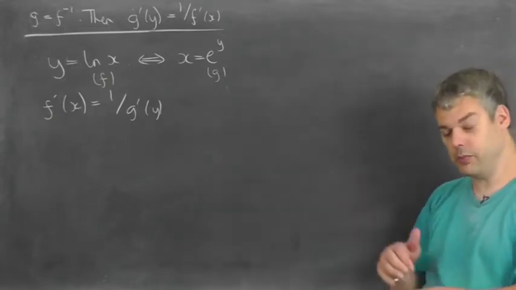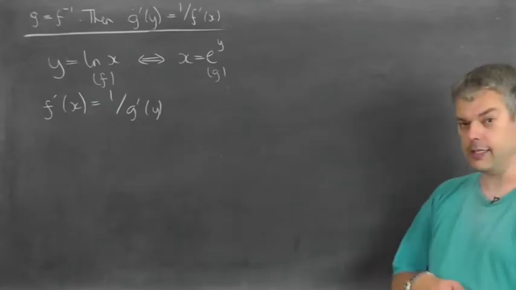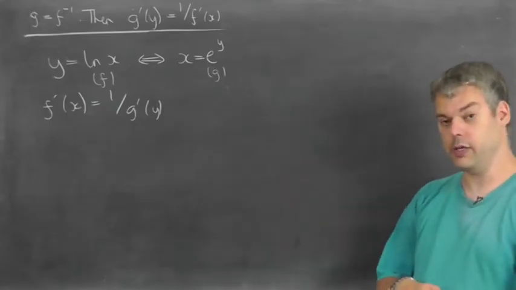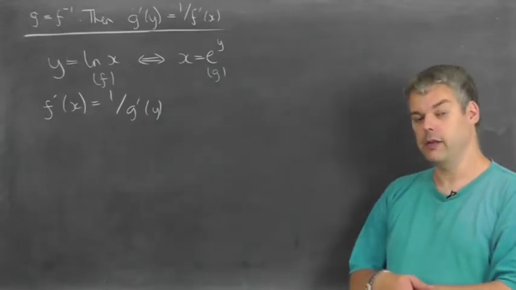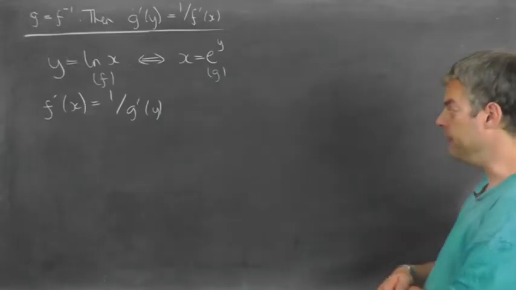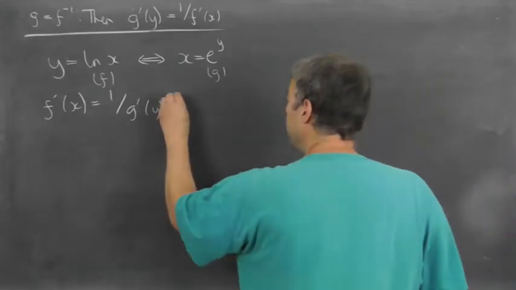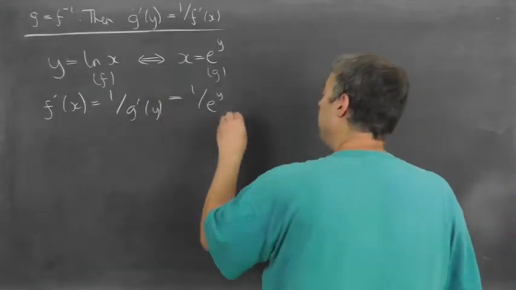This is the magical property that the exponential function has. The magical property that e to the y has: when we differentiate it with respect to y, we simply get the same function again. So 1 over g dash y is again 1 over e to the y.